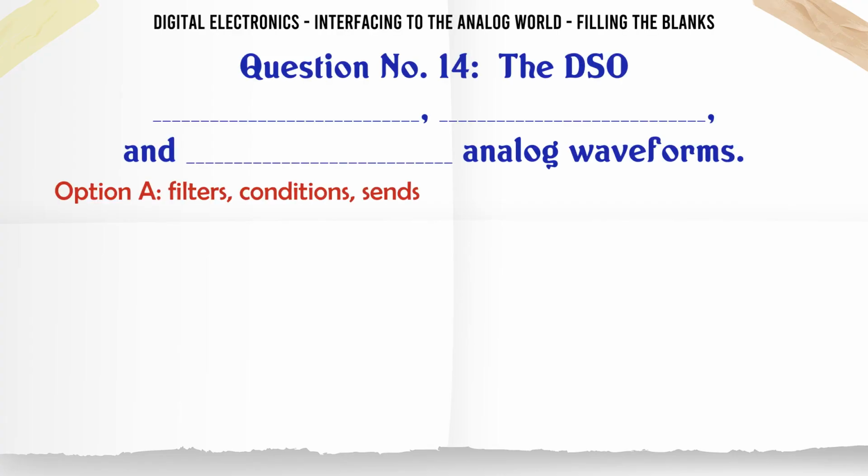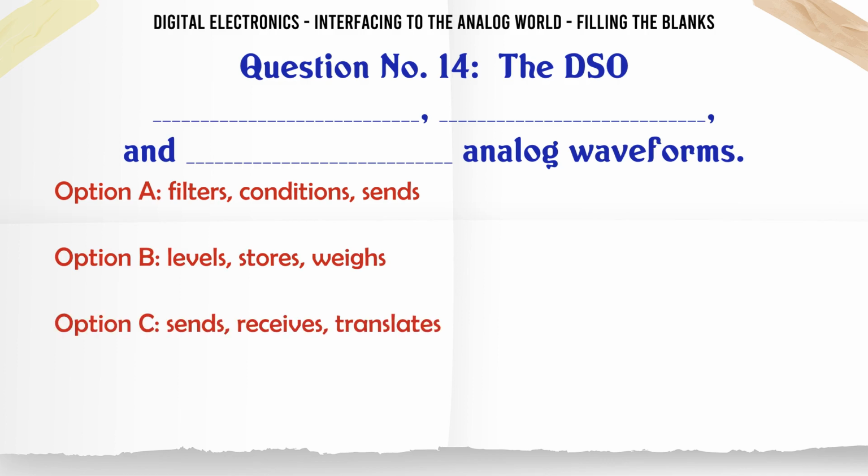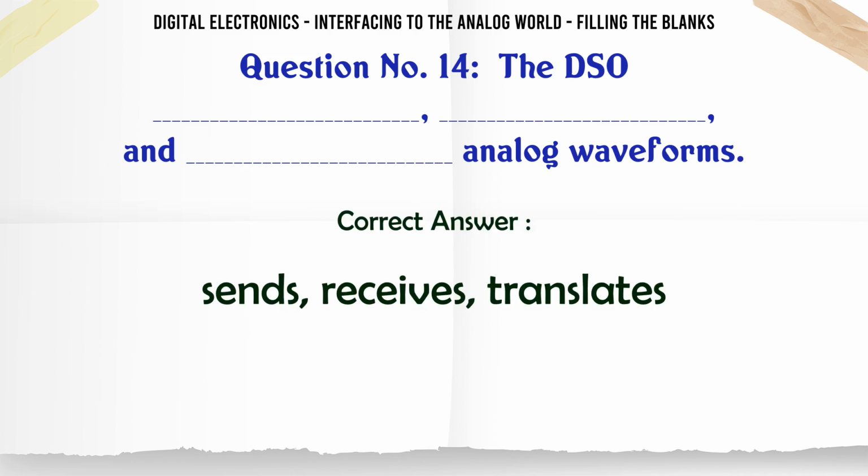The DSO and analog waveforms. A. filters, conditions, senses, B. levels, stores, weighs, C. sends, receives, translates, D. digitizes, stores, displays. The correct answer is sends, receives, translates.